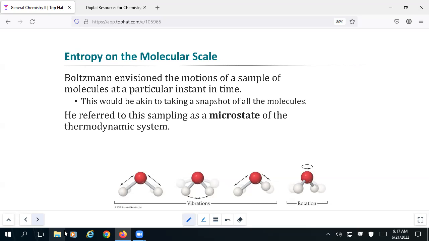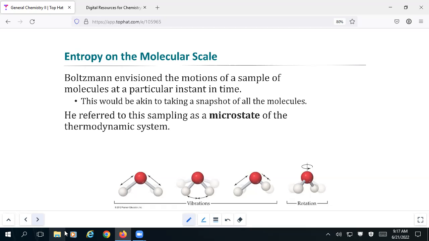So what Boltzmann talked about, and this was kind of the controversial thing, is this idea of microstates. Let's say that we can take a picture of the molecules in the sample at any given moment of time. We would call that a microstate.